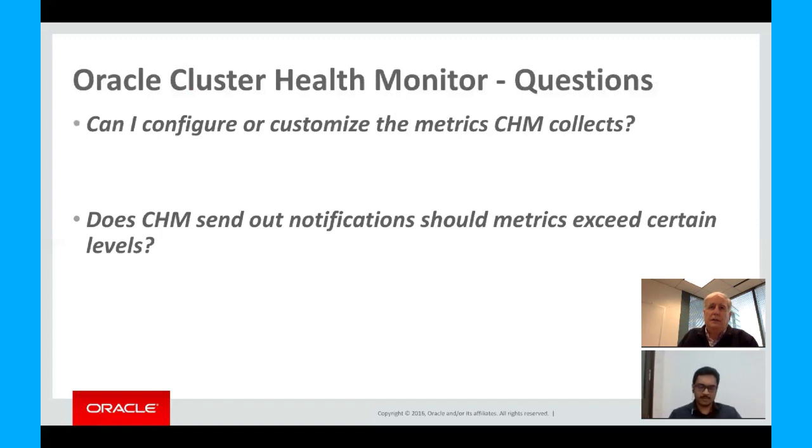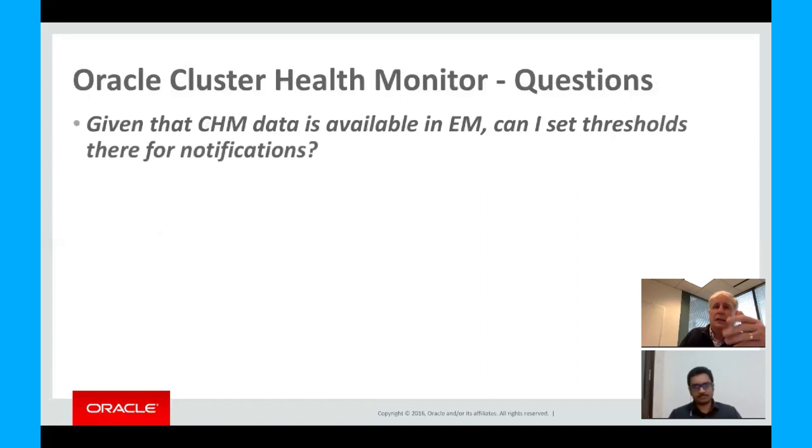Sure, that makes sense. Okay, so we talked about the fact that CHM depends on upstream AHF components for notifications, but since we send data to EM, can I set the thresholds in EM for this data to get notifications from EM? No. This facility is only available for data that has been collected through EM agents. The CHM data is not collected through an EM agent. EM directly talks to MGMTDB through SQLnet and basically gets the data. Currently there is no way to set thresholds for that data stream in EM.